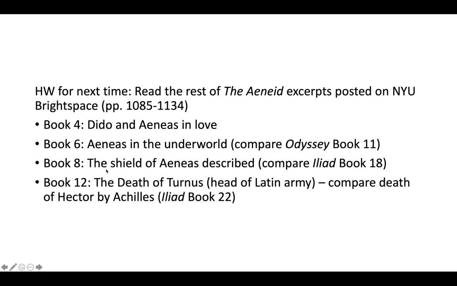In book eight, there is the description of the shield of Aeneas. This is kind of like the moments when the Iliad section takes over. This should be compared to book 18 of the Iliad, where the shield of Achilles is described. And then in book 12, the final book you'll read, the death of Turnus, who's the head of the Latin army. Compare the death of Hector by Achilles in the Iliad, book 22. You should also compare the death of Priam by Neoptolemus. Okay, more next time.